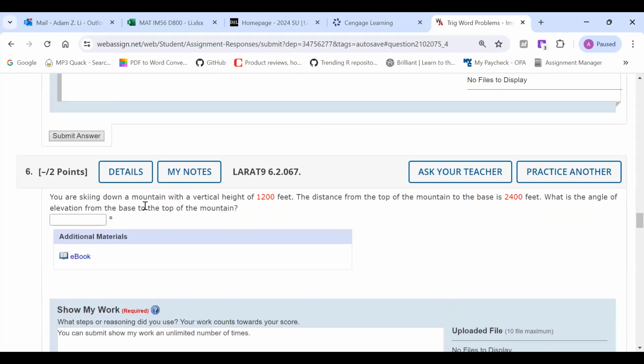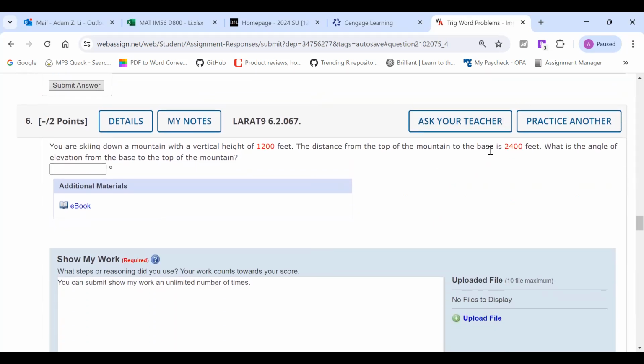We are skiing down the mountain with a vertical height of 1,200 feet. The distance from the top of the mountain to the base is 2,400 feet. What's the angle of elevation from the base to the top of the mountain? Okay, you guys try this really quickly.